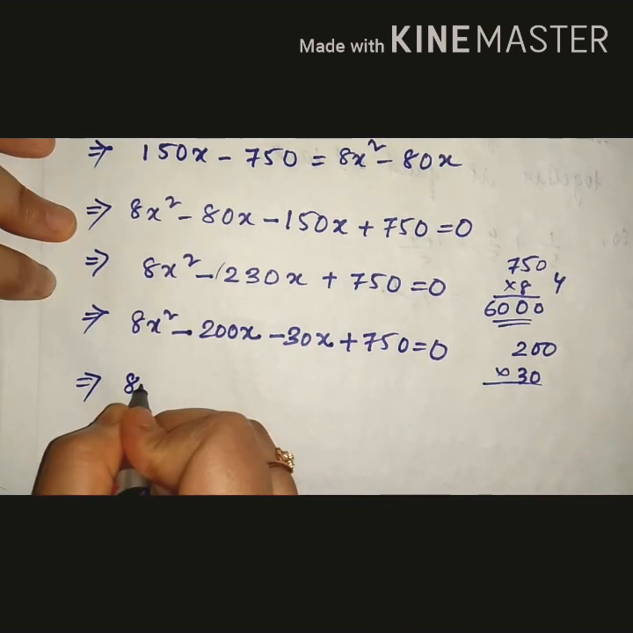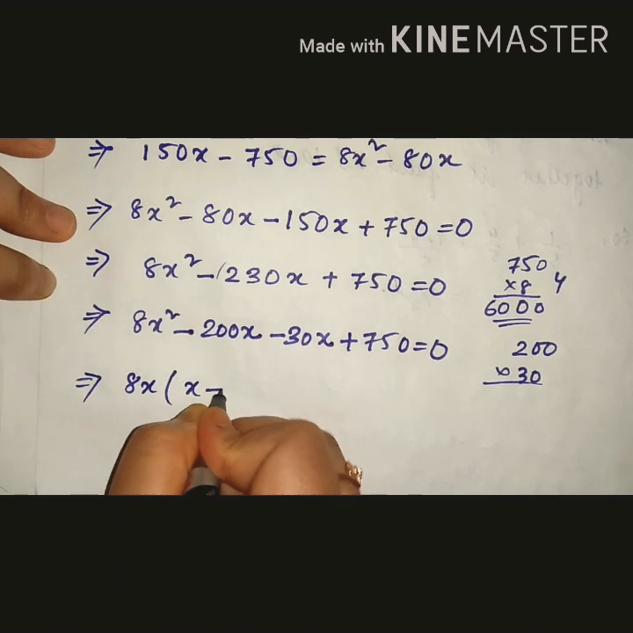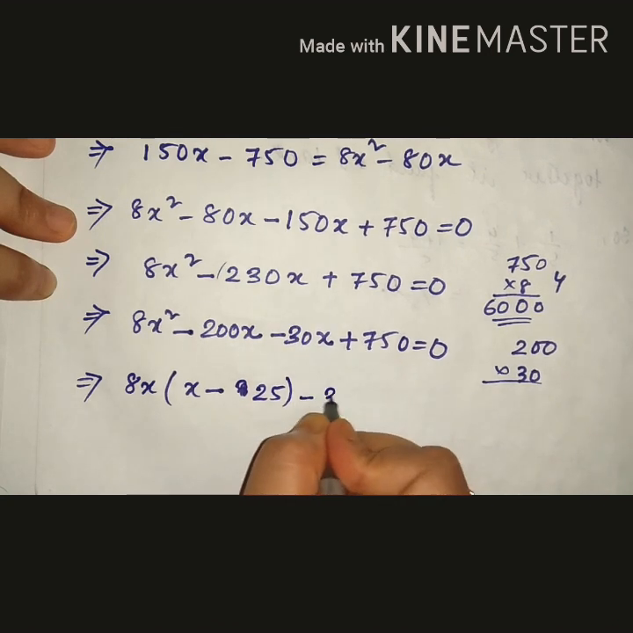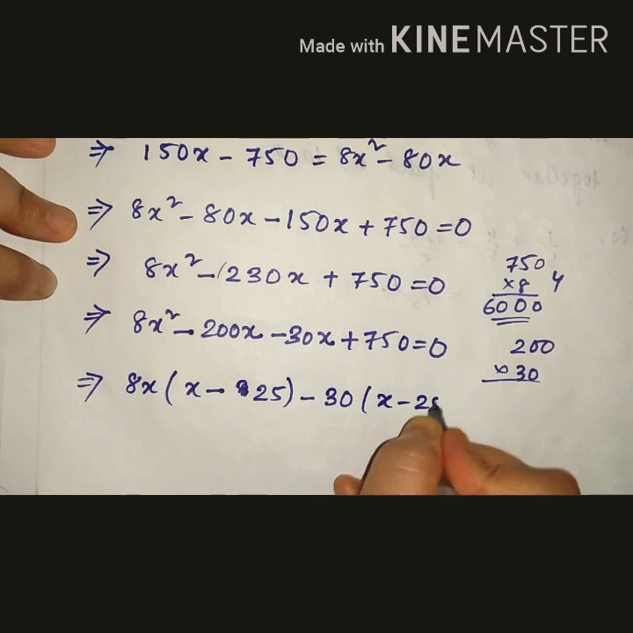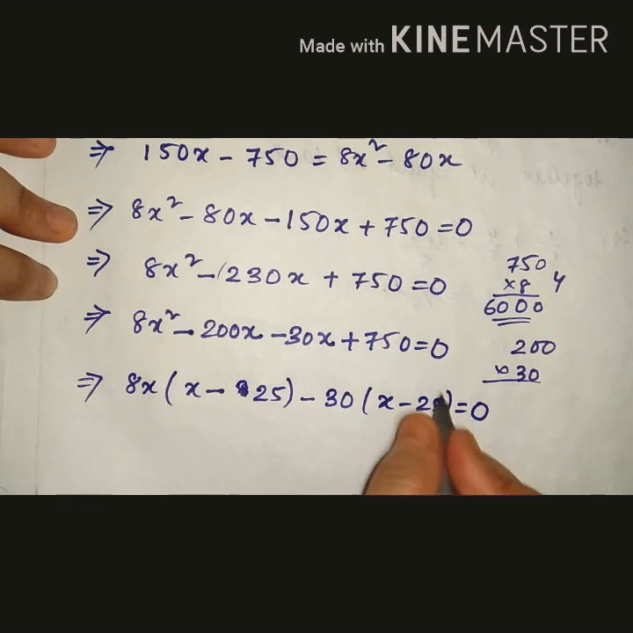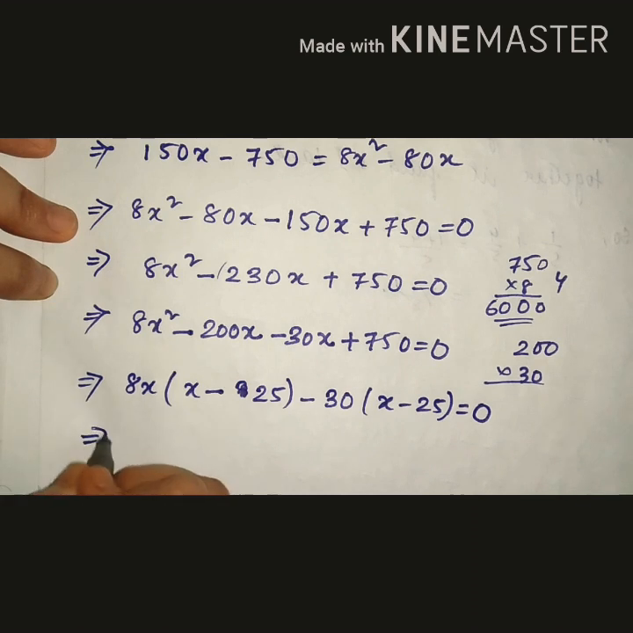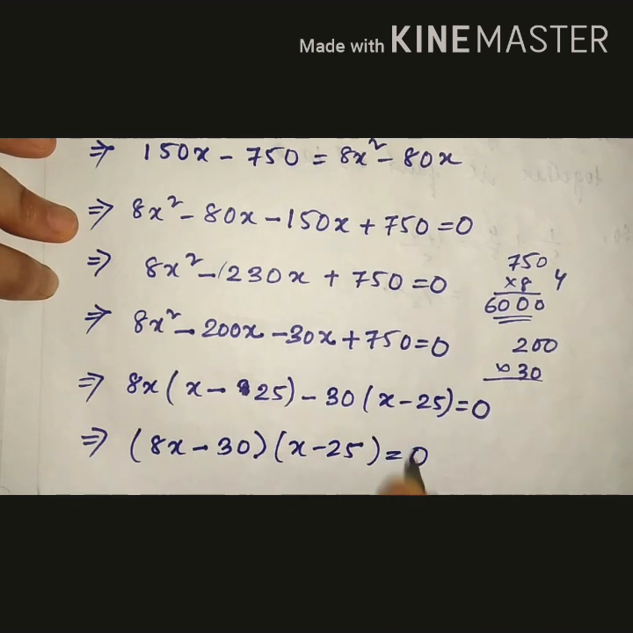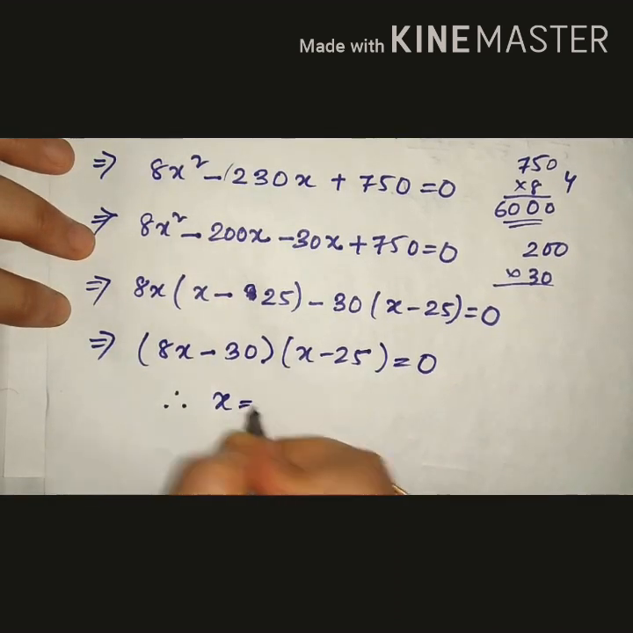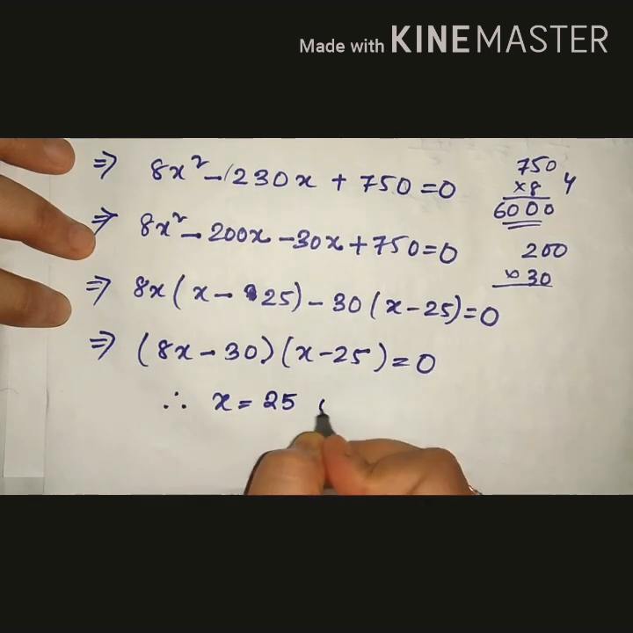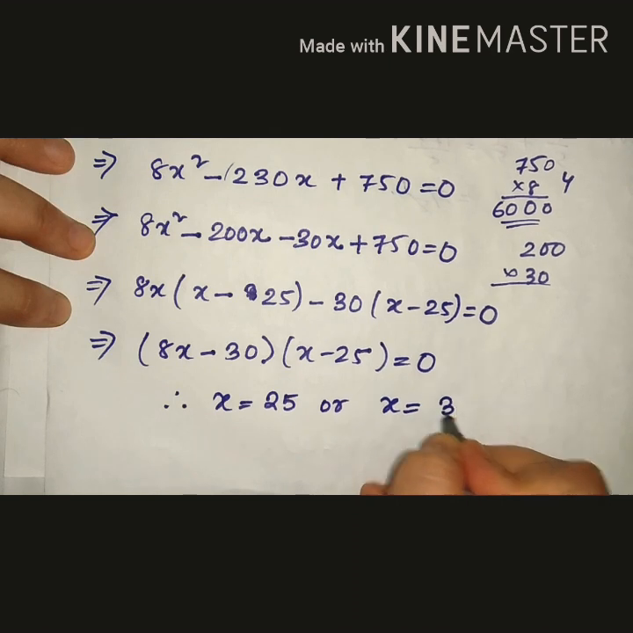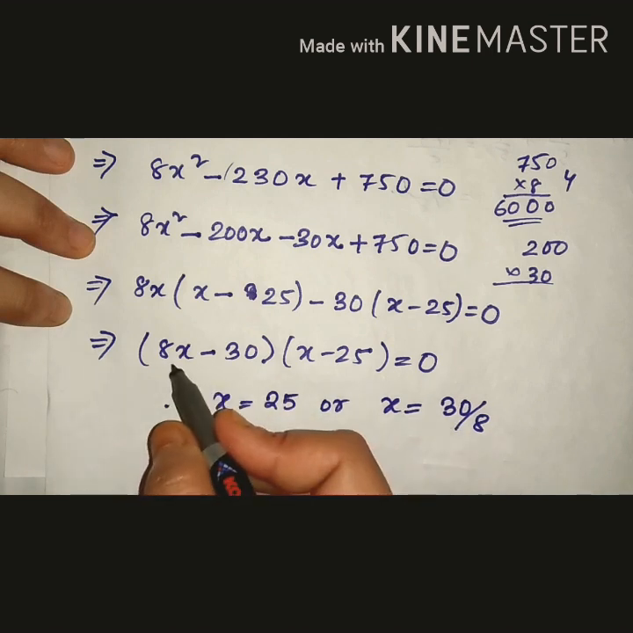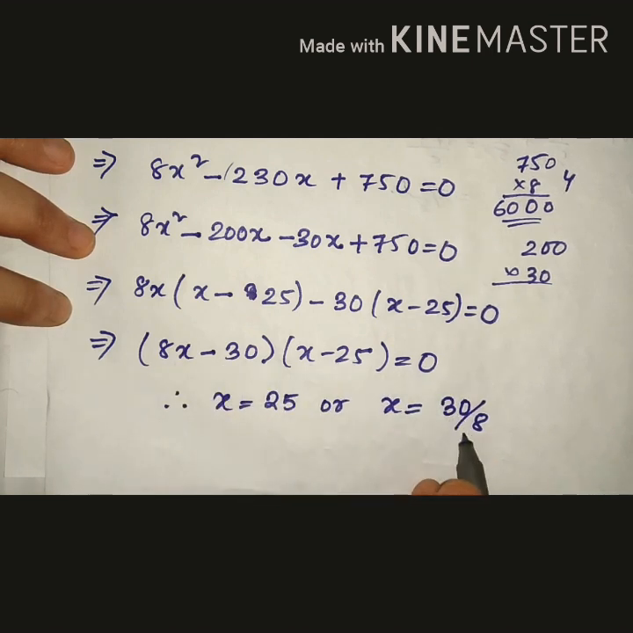From here you take 8x as common, so it will be x minus 25 inside, and this side you take 30 as common, x minus 25. 25 into 3 is 75 and this 0. Okay. Then 8x minus 30 and x minus 25 equal to 0. Therefore, x will be either equal to 25 or x will be equal to 30 by 8. Okay. How did we get this? 8x minus 30 equal to 0, x will be equal to 30 by 8.